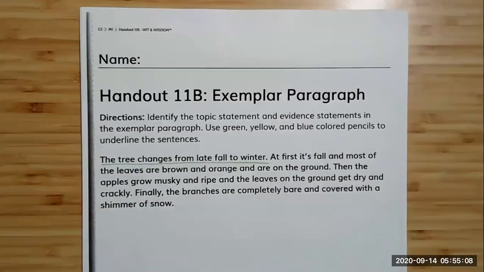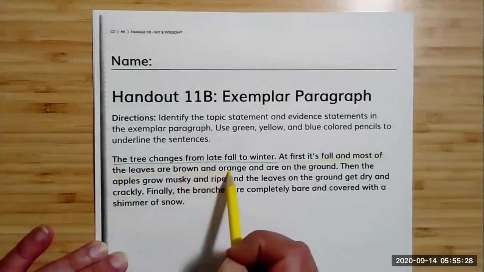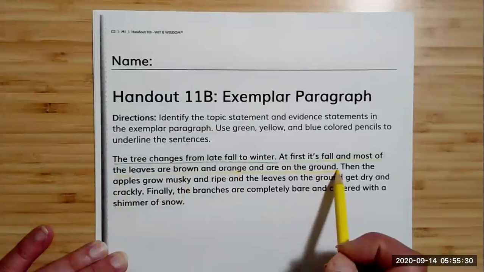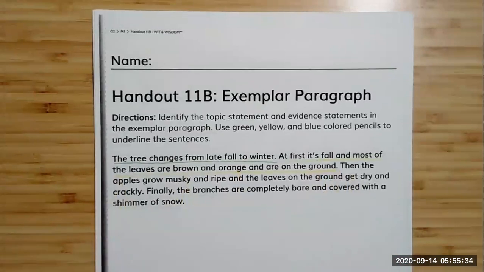At first it's fall, and most of the leaves are brown and orange and are on the ground. This sentence is evidence that shows one way the tree changes from late fall to winter. It supports the topic statement. Please grab your yellow marker or crayon and underline this sentence on your handout.